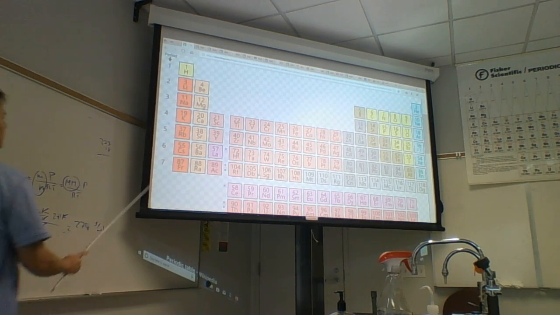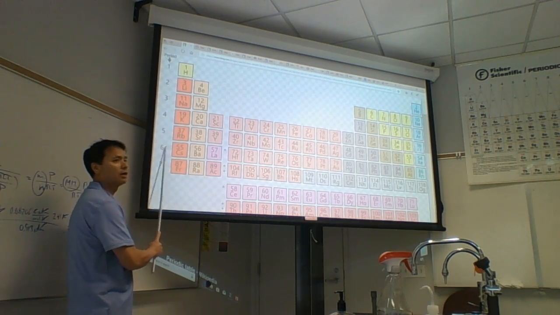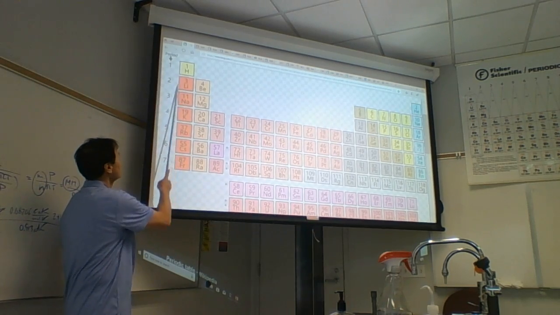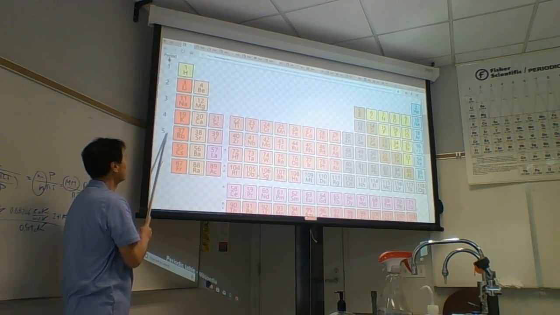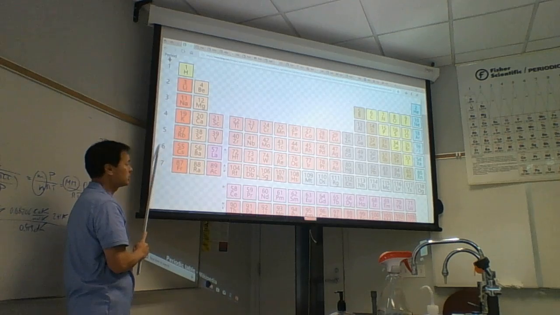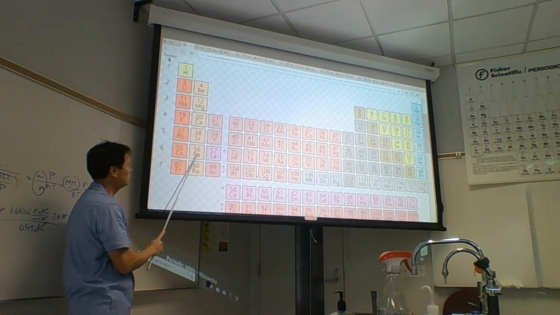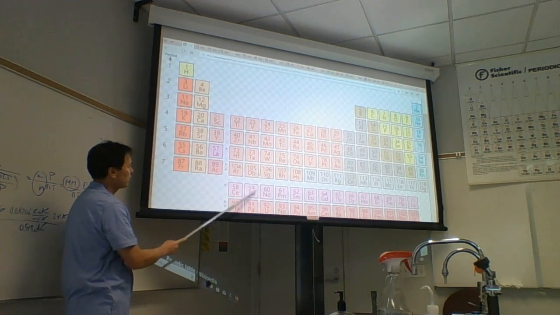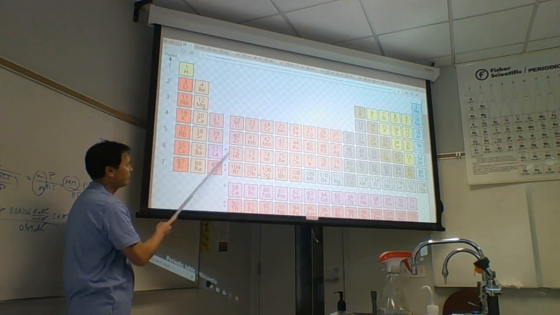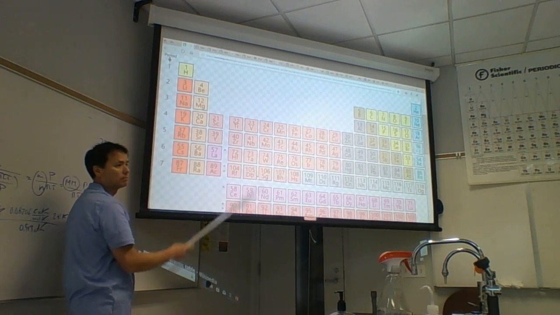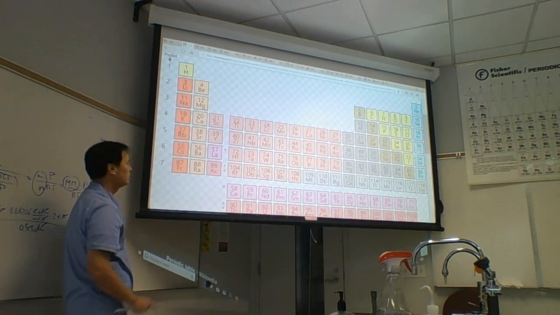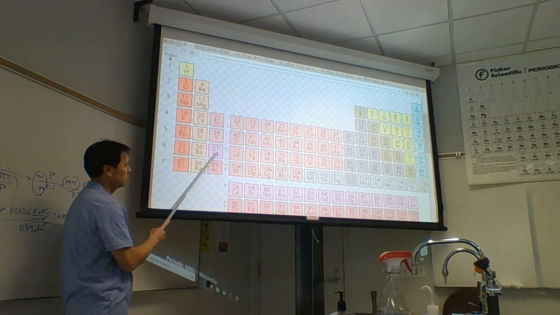It would be in the 6th shell. First shell, second shell, third shell, fourth shell, fifth shell, sixth shell. In the 6th shell, I expect 6s2, 4f, 5d. Now, the 5d is kind of weird.